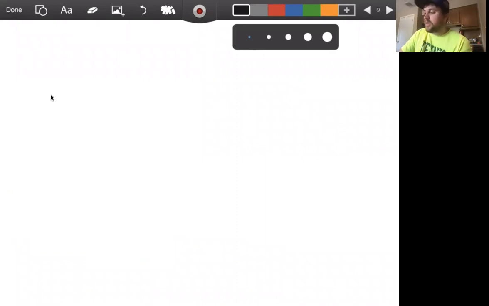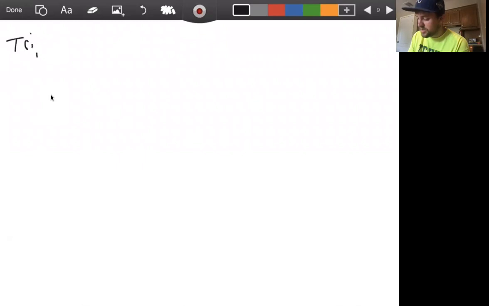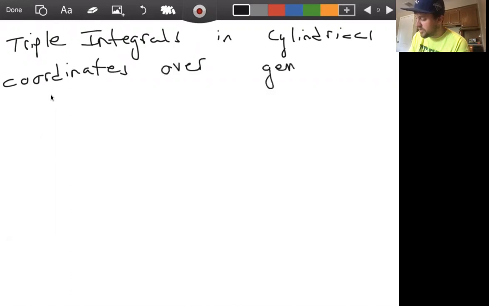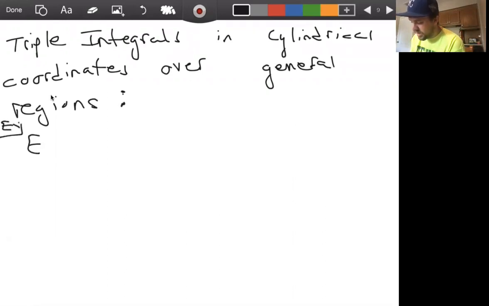Okay, so now that we've discussed that, let's look at an example that will help us understand setting up triple integrals in cylindrical coordinates over general regions. And so let's imagine a region E. To understand how we can approach these types of problems, I'm going to start with an example.